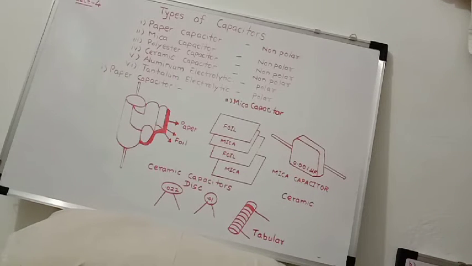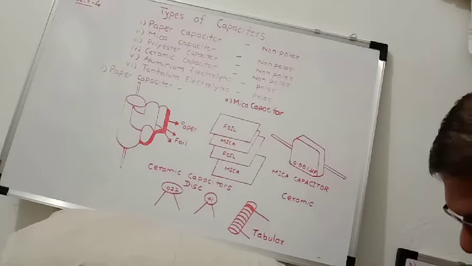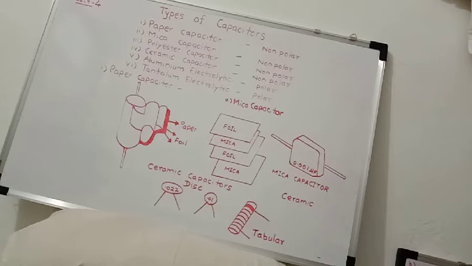Since it is a non-polar capacitor, we can connect it in either way in the circuit. उलट किंवा सुलट असं दोन्ही प्रकारे आपण सर्किटमध्ये जोडू शकतो. So it can be connected in either way in the circuit, and two foils are rolled by placing impregnated paper in between them, and it forms a cylindrical structure. It is a cylindrical type capacitor.